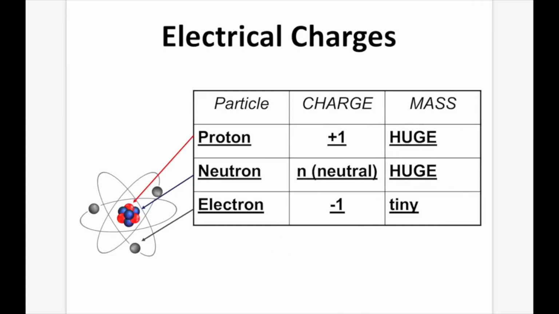Electrical charges. In regards to the atom, what you need to know is that we have protons, neutrons, and electrons. Protons are positively charged, and they have a large mass, relatively speaking. Neutrons have a neutral charge, so no charge, and they're also large, relatively speaking. And then lastly, we have electrons around the outside that are negatively charged and have a tiny mass. It's the electrons that we're going to be focusing on today.